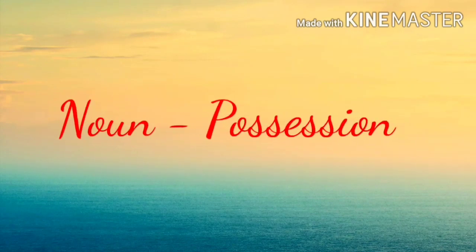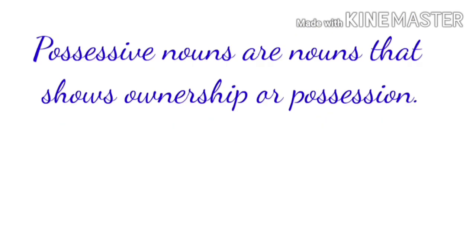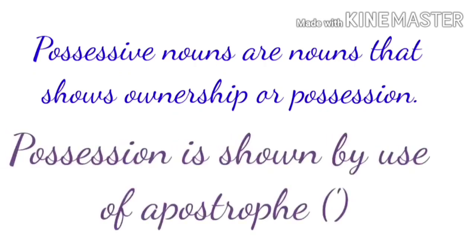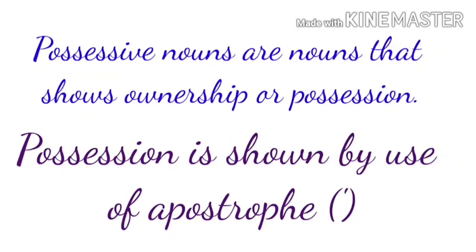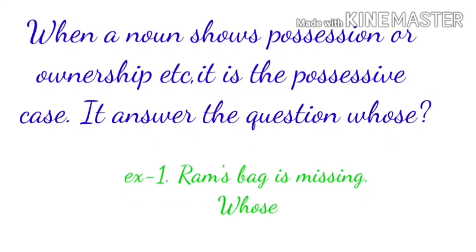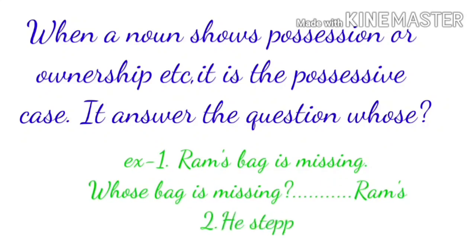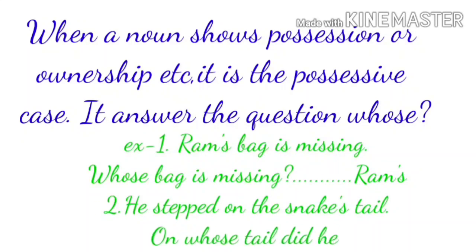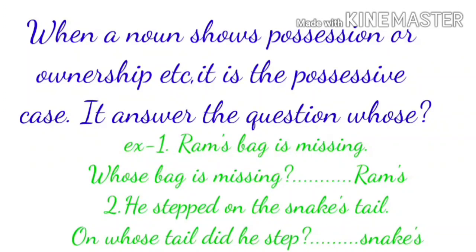Our next topic is noun possession. Possessive nouns are nouns that show ownership or possession. Possession is shown by the use of an apostrophe. When a noun shows possession or ownership, it is in the possessive case. It answers the question whose.